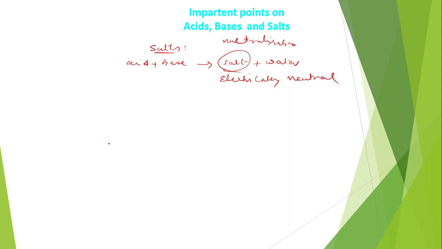Okay, some examples we will see. Already we have seen, once again we will see HCl plus NaOH. You will get NaCl plus H2O. This is liquid, this is aqueous, and this is solid.